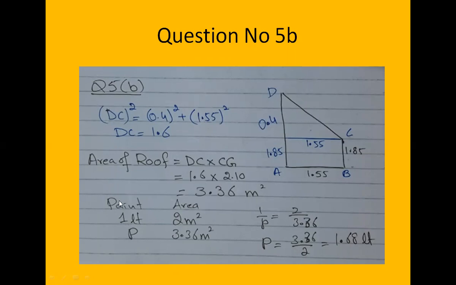And now I will use the method of proportion, paint and area. 1 liter paint is good for 2 meters square area. How much paint is needed for 3.36 meters square? So 1 by P is equal to 2 by 3.36, cross multiply. So P will be equals to 3.36 divided by 2, and that will be 1.68 liter. It's a 4-mark question. Hopefully you understand how we calculated how much paint is needed to paint the roof.